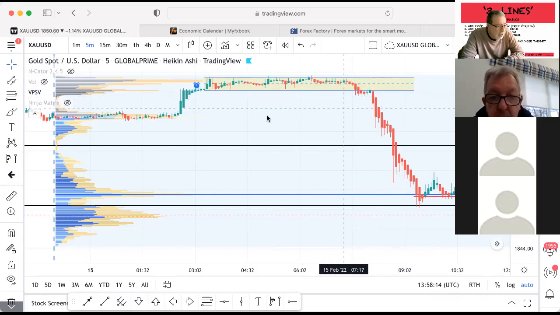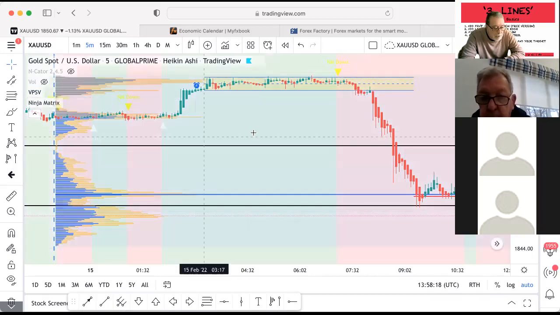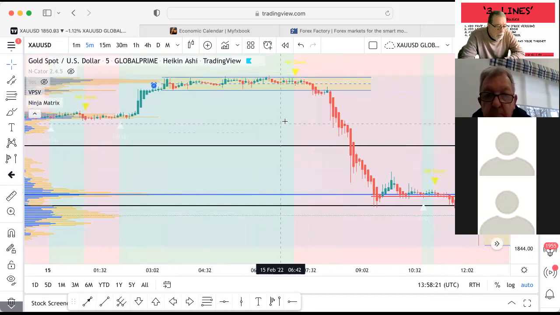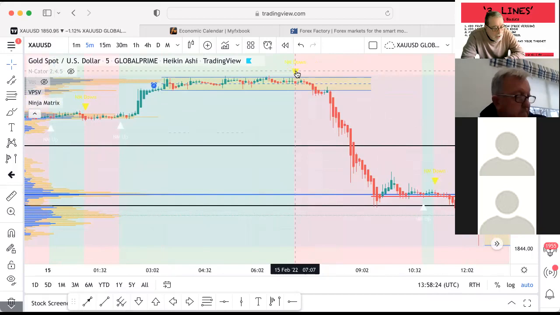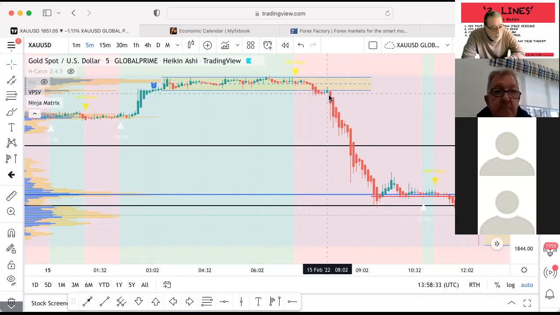Before I get into the trade, the first thing I do is I turn on the Ninja Matrix. I've got a Ninja Matrix down there. That's a yellow triangle there. So we've been in a Ninja Matrix down for an hour or so now. So that gives me the first confirmation. We're going with the trend. The trend is down, and we're going with the trend. So that's point number one ticked off.